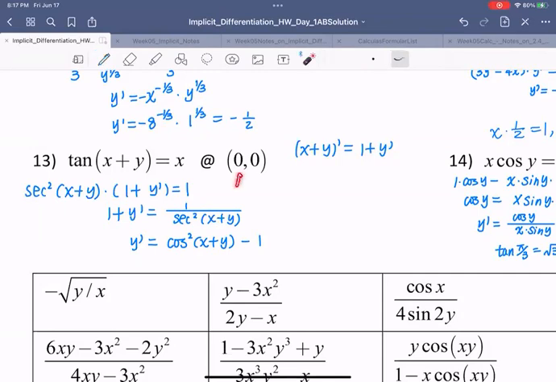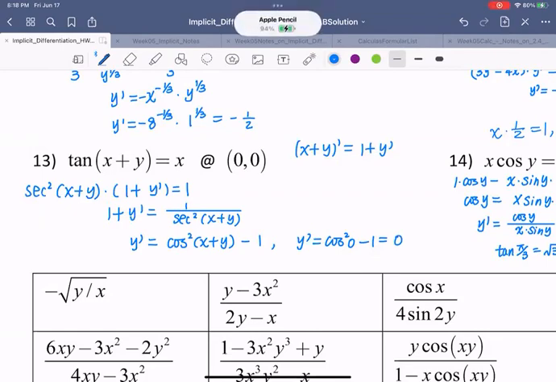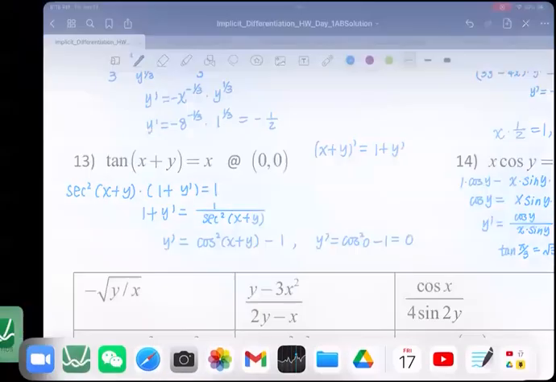And then let's plug in 0 plus 0. So y prime equals cosine squared of 0 plus 0, which is 0. So how much is cosine of 0? Don't rush. Cosine at 0 is 1. Yes, 1 minus 1 is 0. You may feel curious, what kind of curve is this one?